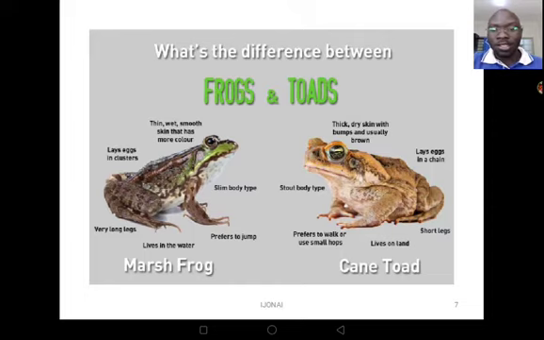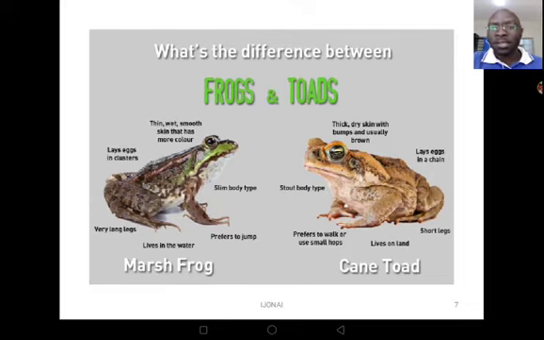The frogs live most of their lives in water, and of course that defines why their skin is always very moist or wet. Whereas for the toads, they live most of their time on land, and of course that's why their skins are always less moist.